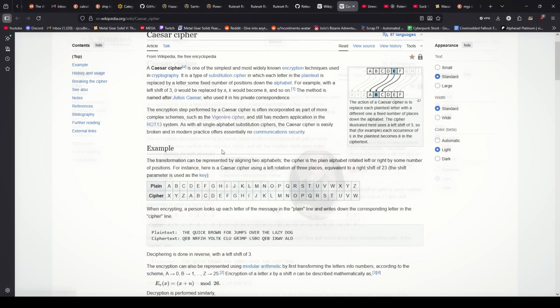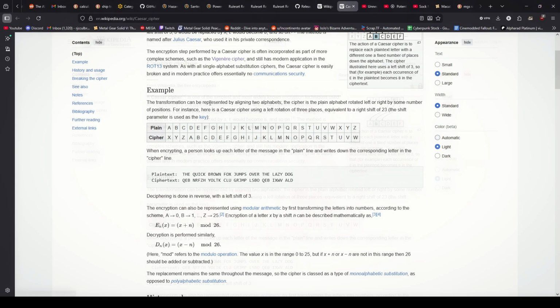Example. The transformation can be represented by aligning two alphabets. The cipher alphabet is the plain alphabet rotated left or right by some number of positions. For instance, here is the Caesar cipher using a left rotation of 3 places, equivalent to a right shift of 23. The shift parameter is used as the key.